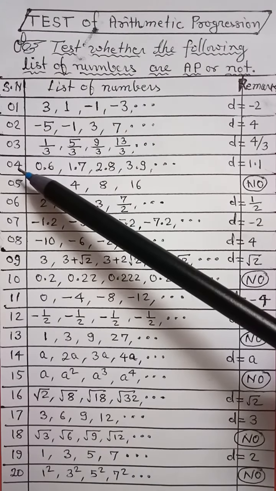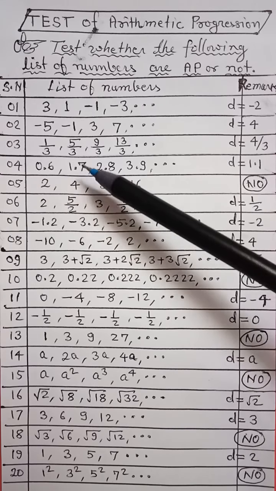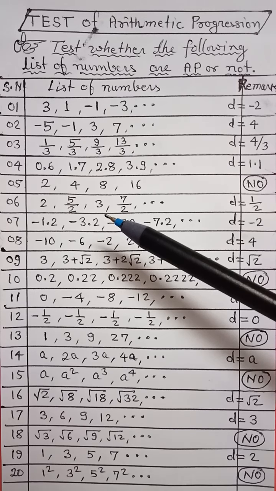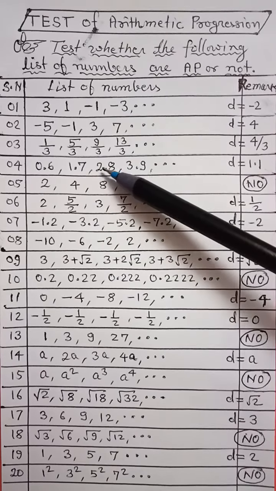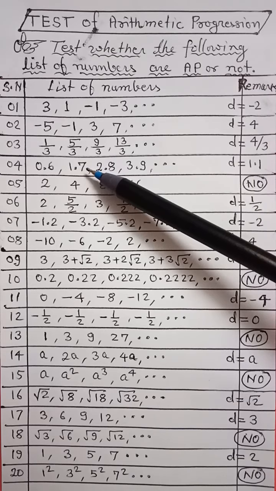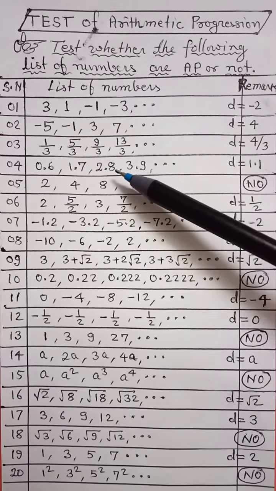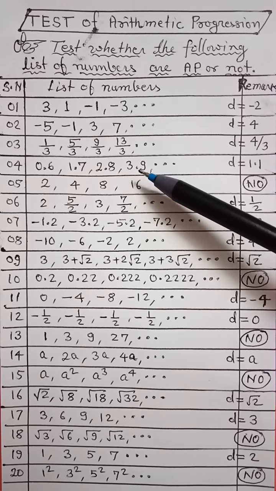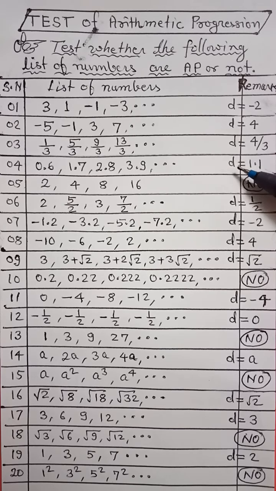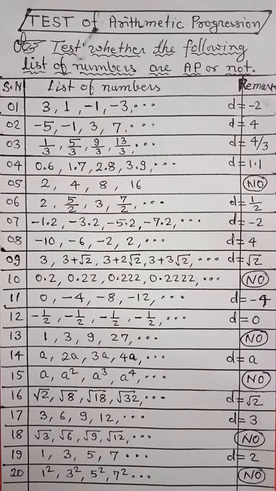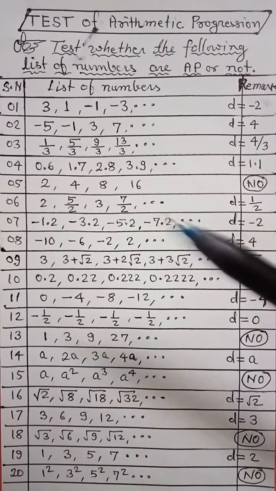Now let us look at the fourth example. 1.7 minus 0.6, that means 1.1. 2.8 minus 1.7 is again going to be 1.1. 3.9 minus 2.8 is again going to be 1.1, and therefore here the common difference is 1.1. Since this sequence has a common difference, that is why it is an example of arithmetic progression.